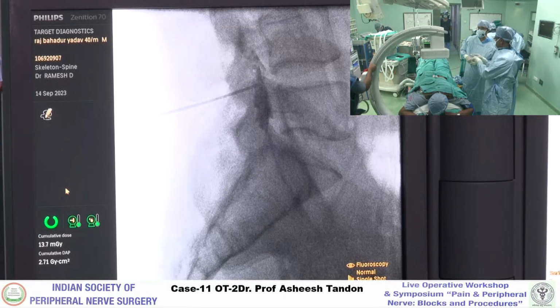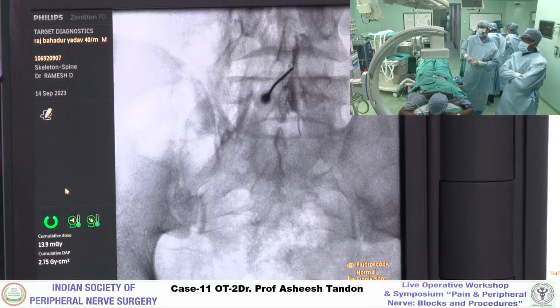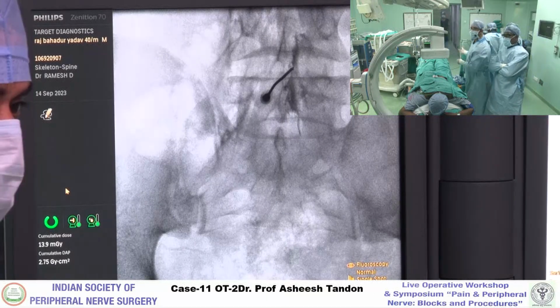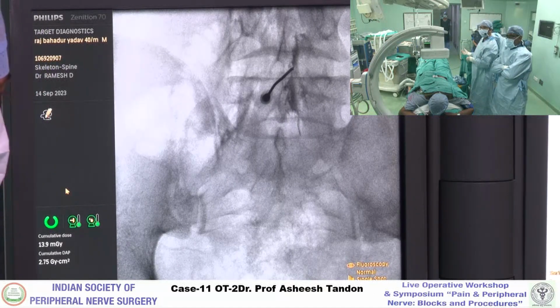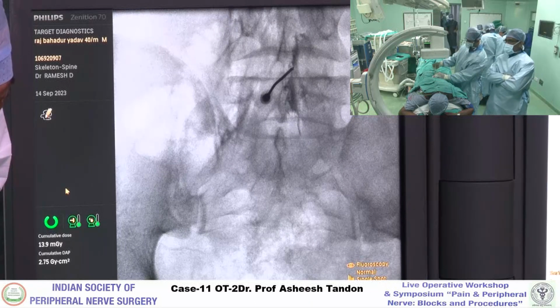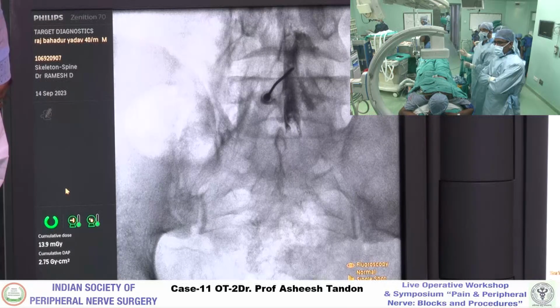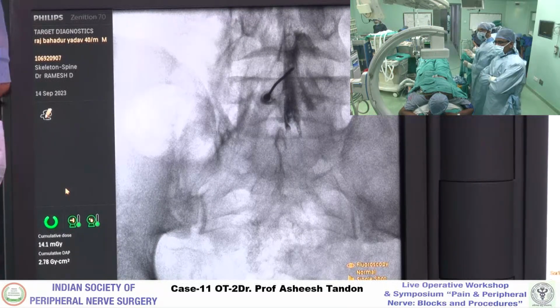You are hitting it. Yeah. Shoot. Now you can see exiting epidural as well as traversing.